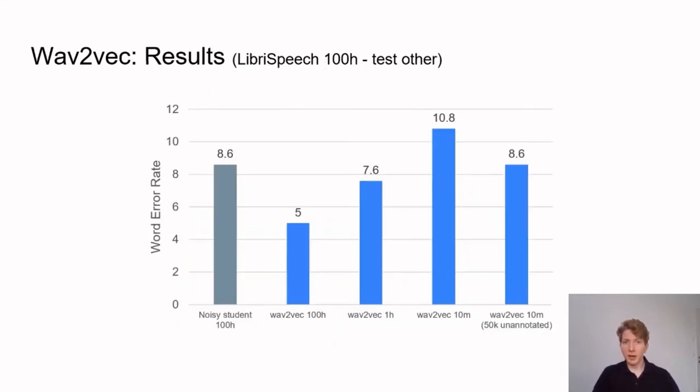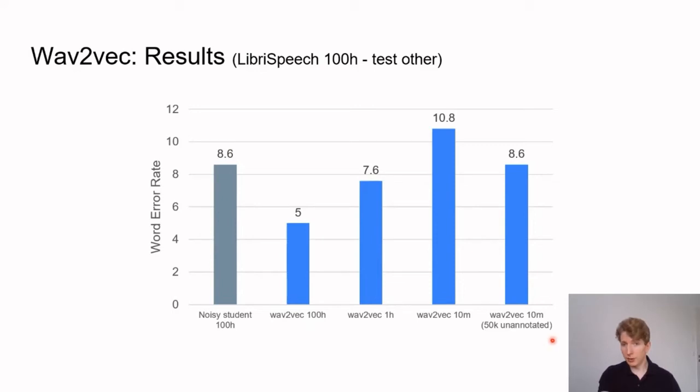Now let's see how the performance of this model looks. Again, we are looking at word error rates on the test set of the LibriSpeech 100/860 benchmark, where less word error rate is better. We see that compared to Noisy Student, wave2vec requires only 10 minutes to 1 hour of labeled data to achieve similar performance. With the same amount of labeled data, 100 hours here, wave2vec clearly outperforms Noisy Student training with a word error rate of 5 compared to 8.6 for Noisy Student.